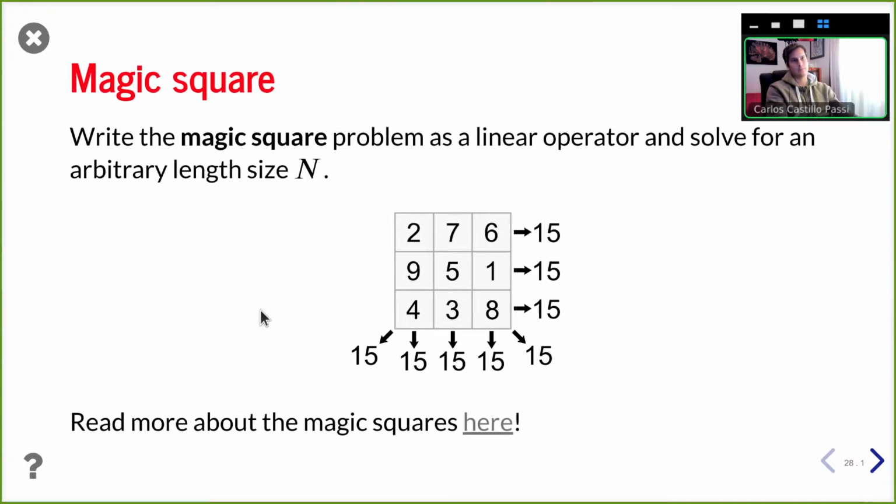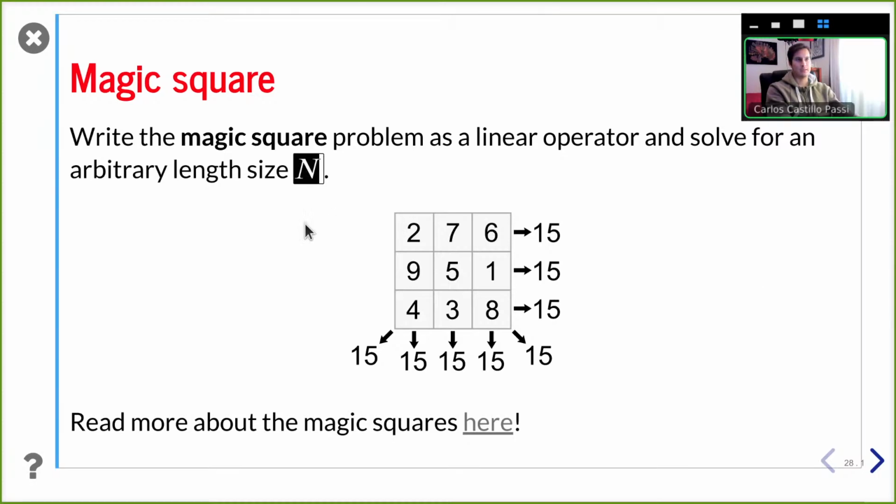And here you can try to do a more advanced problem in which you need to solve the magic square of size n. So you need to create a function that has as input n, and it will give you the magic square of size n. And if you're interested in magic squares, you can learn more by looking at the Wikipedia page.